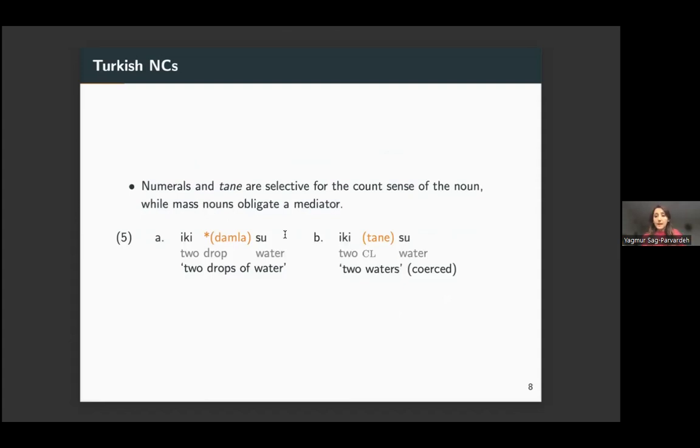The same with tane. If you say iki tane su, can you give me iki tane su? Then that would also mean something like a standard packaged unit of water. So we are never counting drops of water when we say iki tane su. For that, we have to say iki damla su. So tane and numeral are both selected for the count sense of the noun, while with real mass nouns, we need some obligatory intervening item, as in English, like damla.